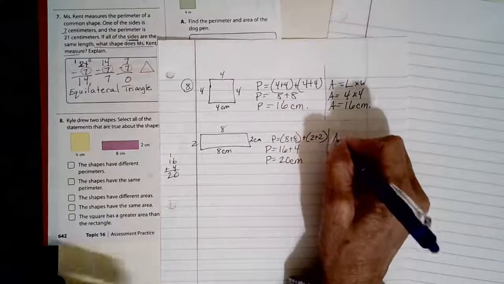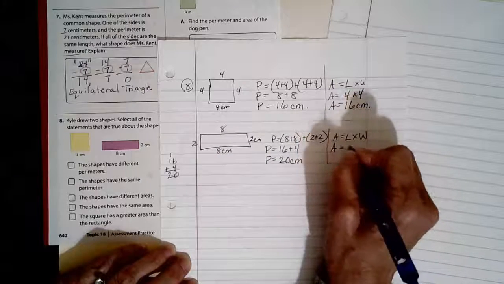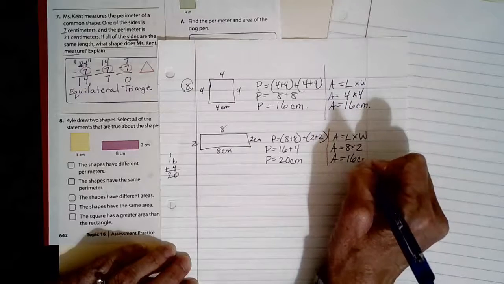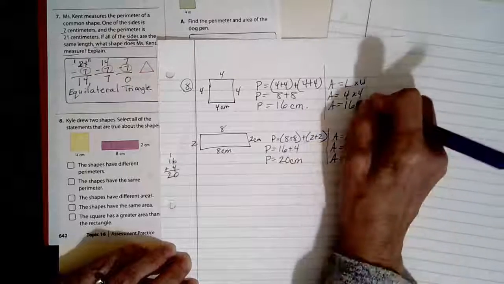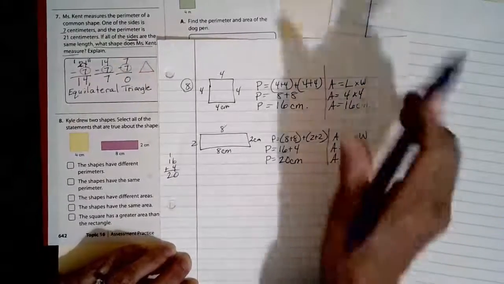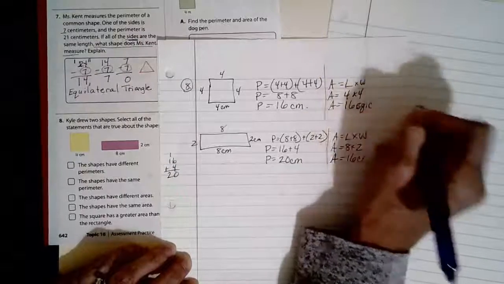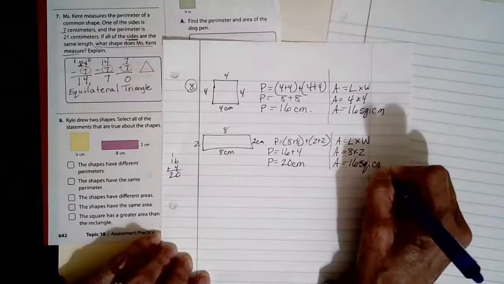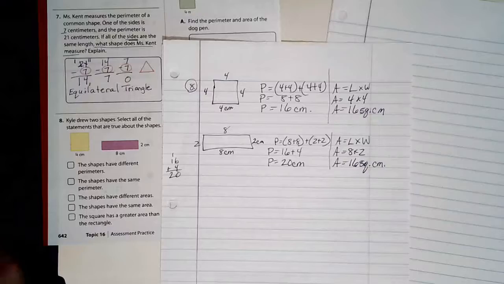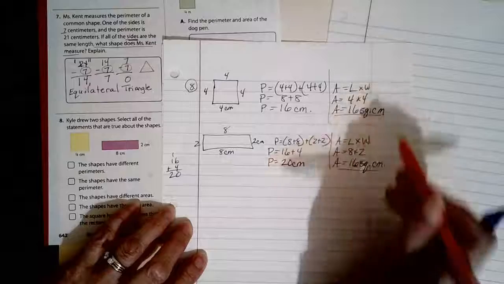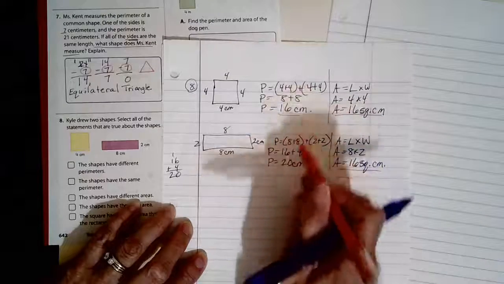So my area, remember, the formula is length times width. So I have an 8 and a 2. Area equals 8 times 2. My area equals 16 square... Oops, I need to fix this up here and down there. Square centimeters. So sorry, boys and girls. So square centimeters and square centimeters. So let's look at our shapes. Both shapes have the same area, but they have different perimeters.